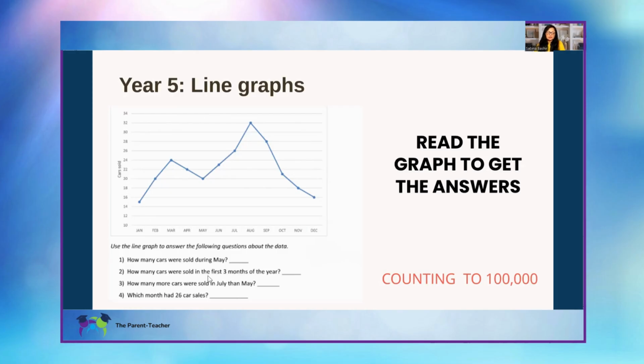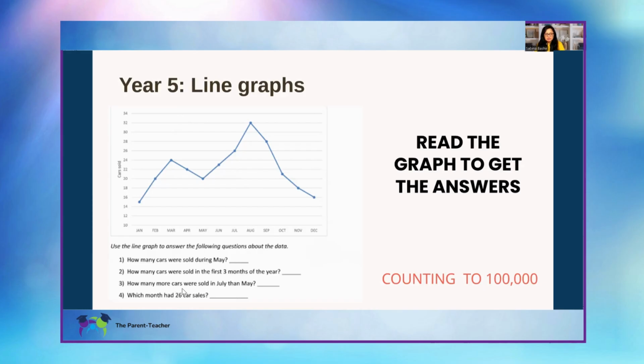How many cars were sold in the first 3 months of the year? So they would have to count the first 3 months. So we've got January, February, March. They would go up to March, right? 24 were sold in March, 20 was sold in February. And here they would need to be able to work out that between 14 and 16, there is 15. So 15 cars were sold in January, and then add up these amounts to get the total sold in the first 3 months of the year.